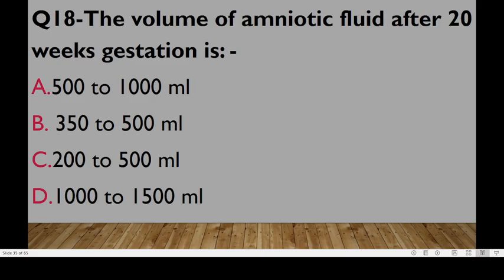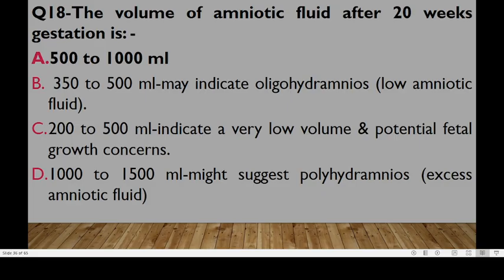The volume of amniotic fluid after 20 weeks gestation is, after 20 weeks, we expect about 500 to 1000 mL. Remember that 350 to 500, this may indicate oligohydramnios. This is low amniotic fluid at the 20th week. Same for 200 to 500. This may indicate very low volume and potentially fetal growth concerns. While 1000 to 1500, that might suggest polyhydramnios, that is excessive amniotic fluid.